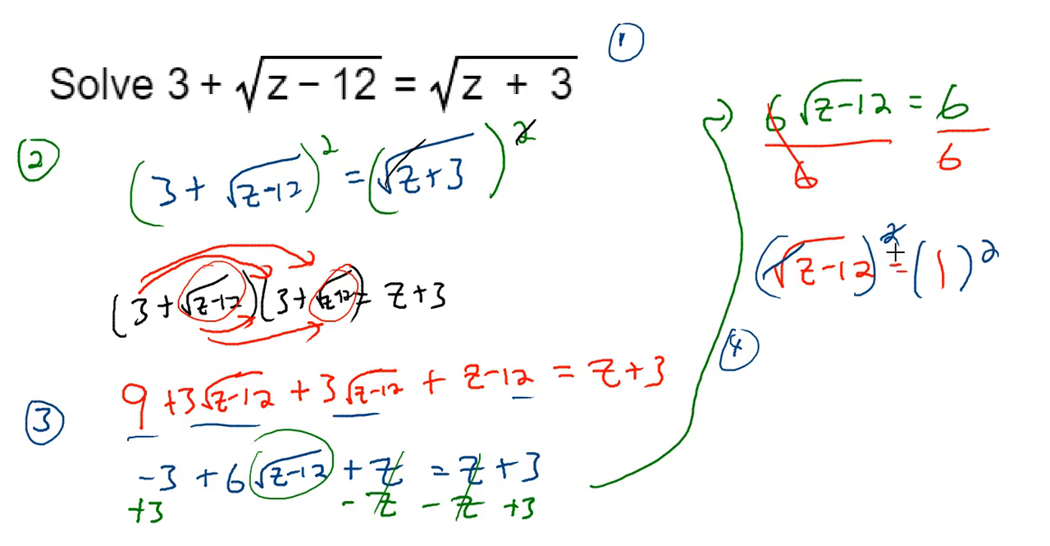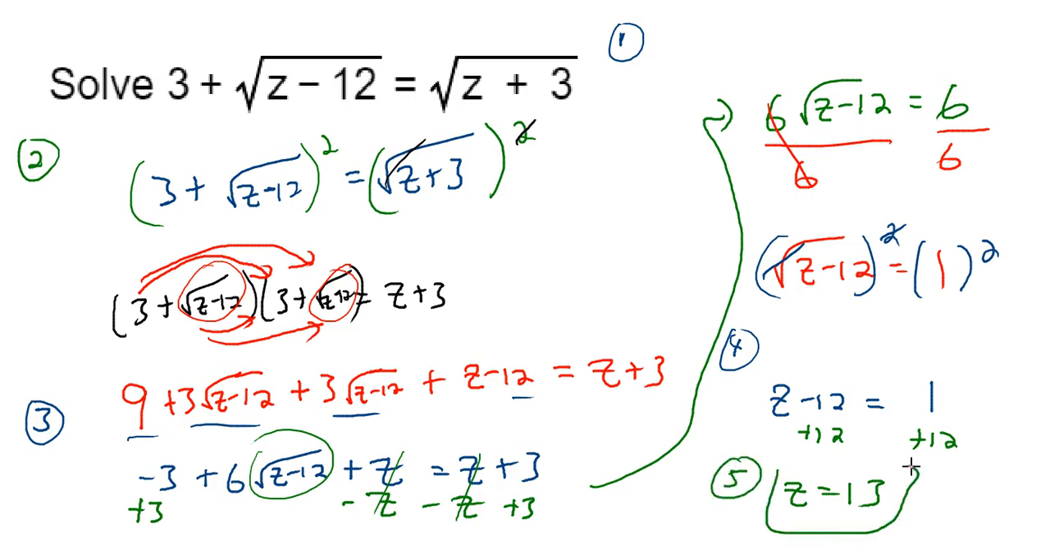In this case, the square cancels out the square root, and we get z minus 12 equals 1, because 1 squared is still 1. And then we solve for z by adding 12 to both sides, and we get z is equal to 13. So that's step 5, solve the resulting equation for the variable. We solved it for z, and we get z is equal to 13.